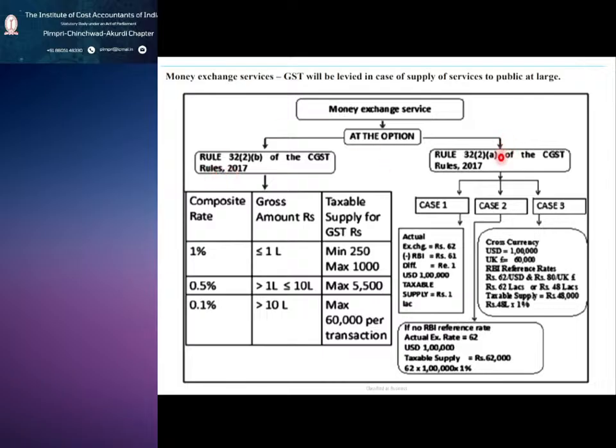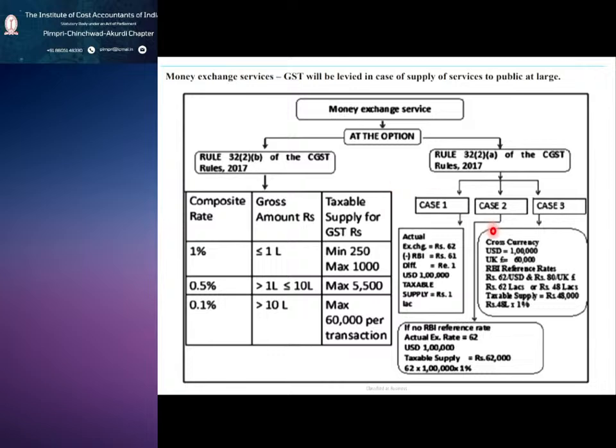So the first one is if I opt for rule 32(2)(a), so sub-section 2 para A, then I will come across 3 different scenarios, 3 different cases. So what is the first case? This needs to be remembered. These are like a thumb rule. What is the service you are providing? If this is the particular service, then you need to follow this rule. If you are following rule 32(2)(a), then you have 3 cases.